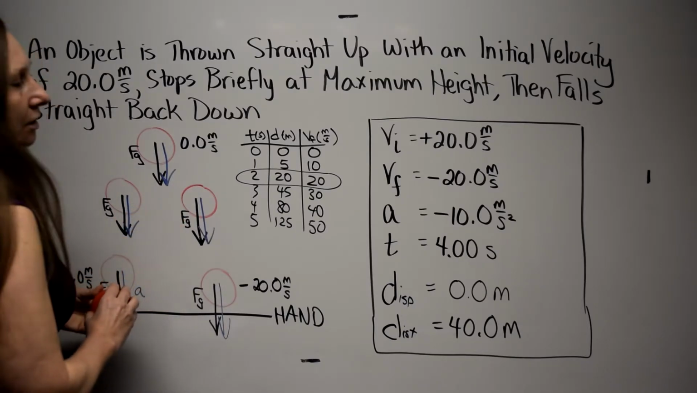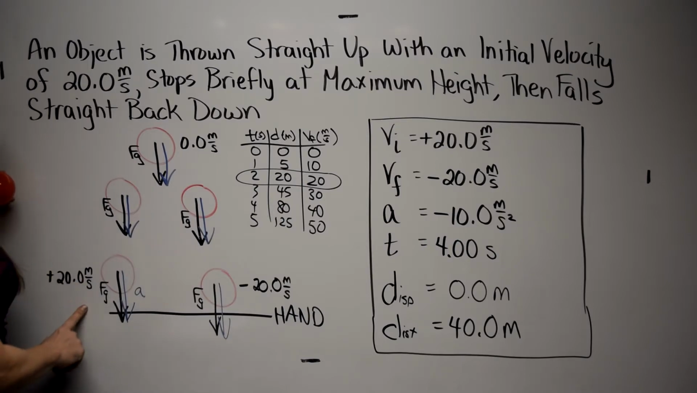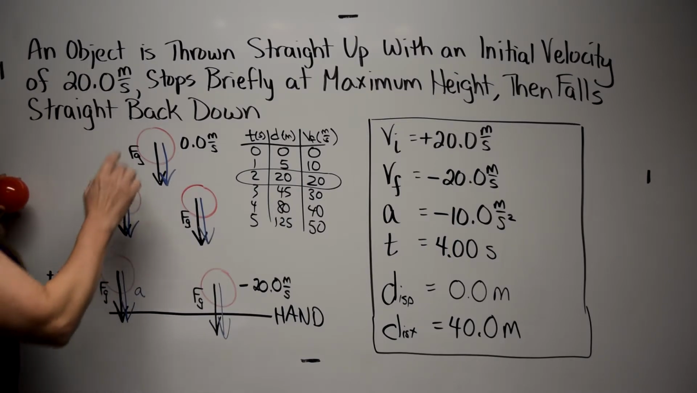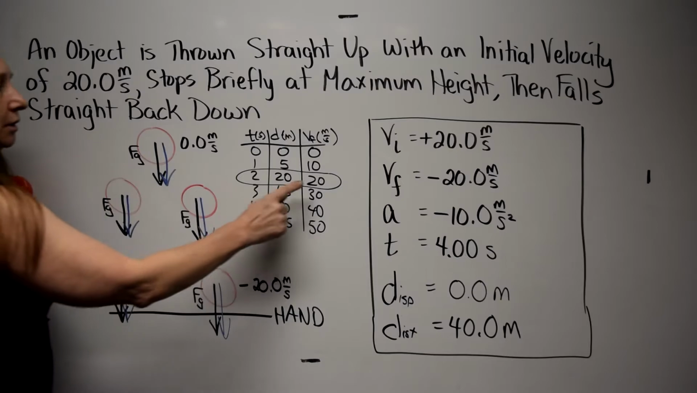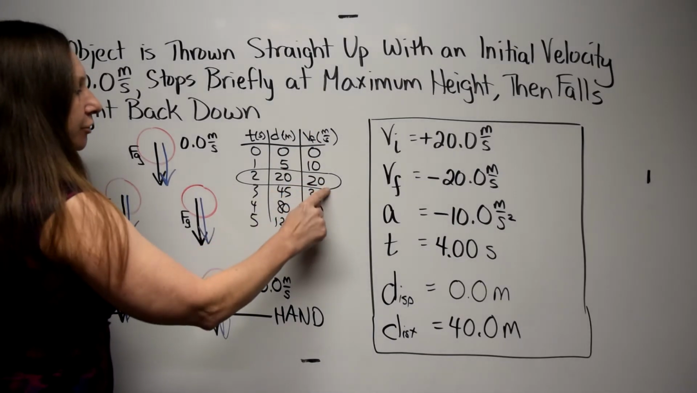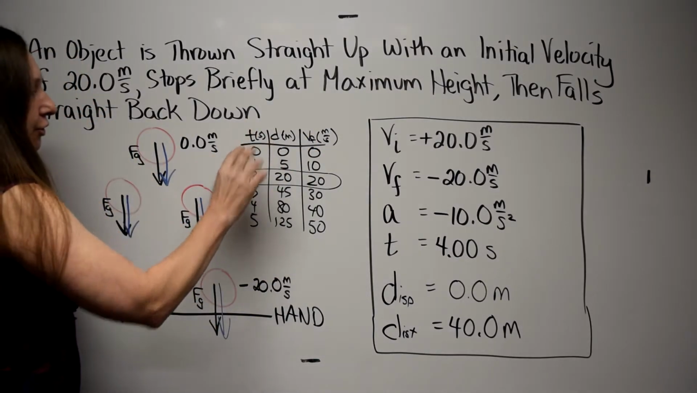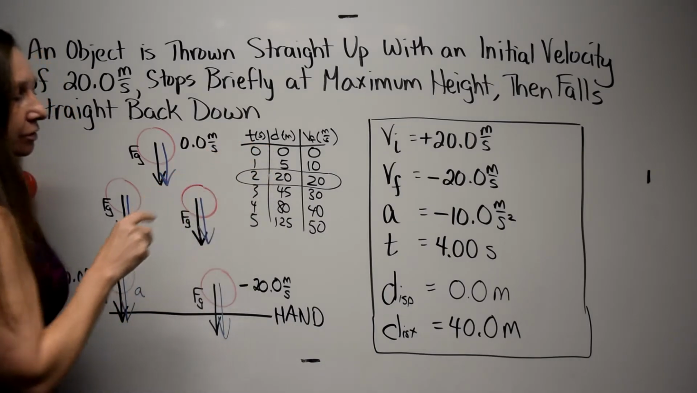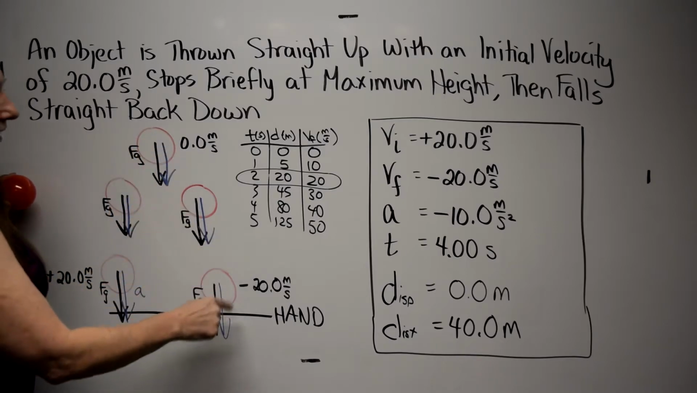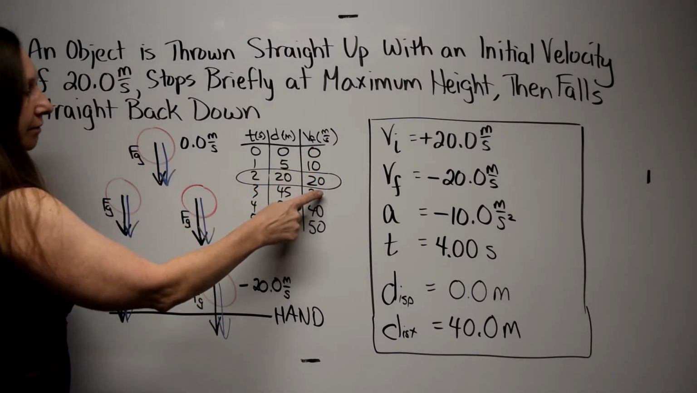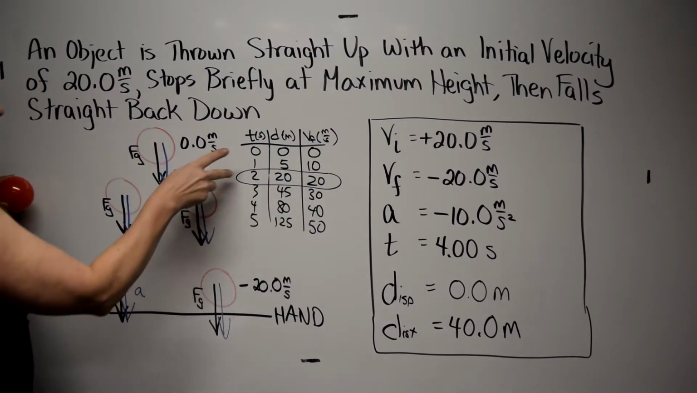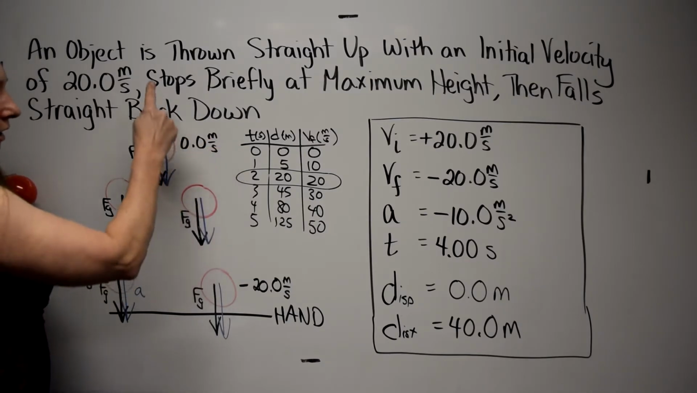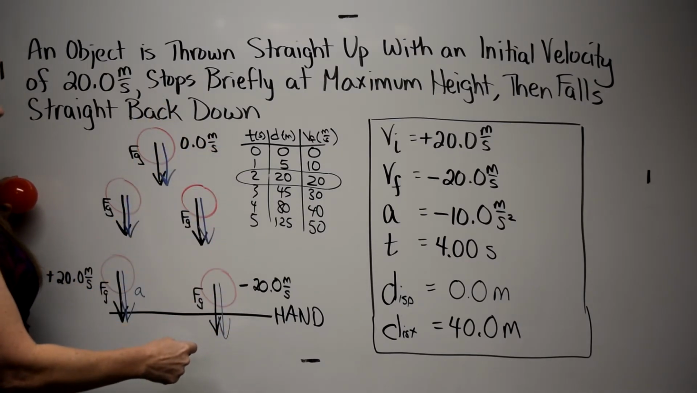Okay, so again, we said that V initial was positive 20. It stops briefly up here, that's 0. A speed of 20 to a speed of 0 takes 2 seconds. How much distance does it cover? 20 meters. Then to come back down again from 0 back to 20 is another 2 seconds, covering another 20 meters.